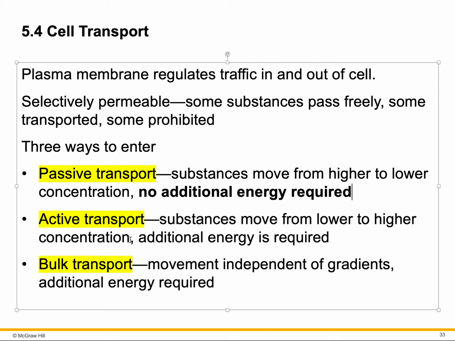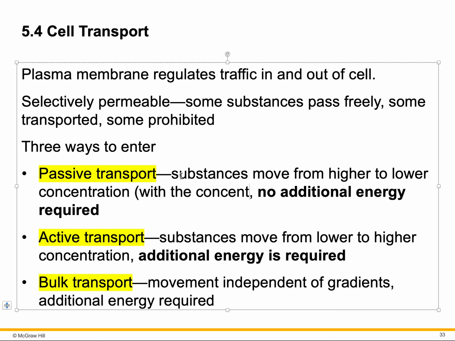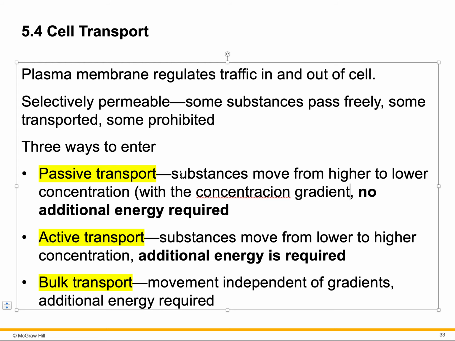So for active, it does need energy, which is ATP, and it goes from low to high. So what does that actually mean, right? Passive says high to low, and here it says low to high. So what this means is that it's going to go with the concentration gradient, and this one will be against.